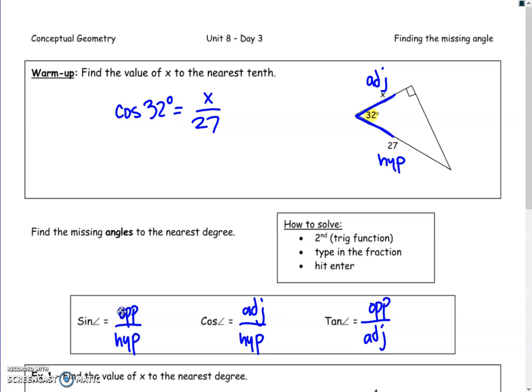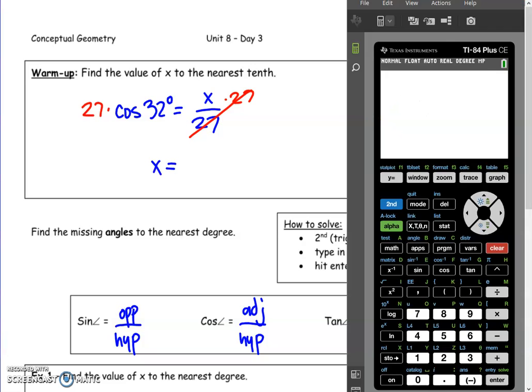The rhyme for when x is up high: multiply. So I'm going to multiply both sides of the equation by 27. That cancels here, and it'll just give me an x. And now I'll use my calculator.